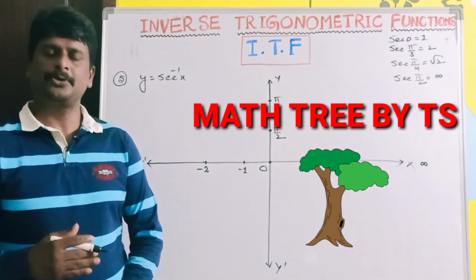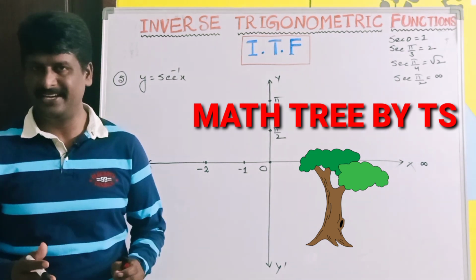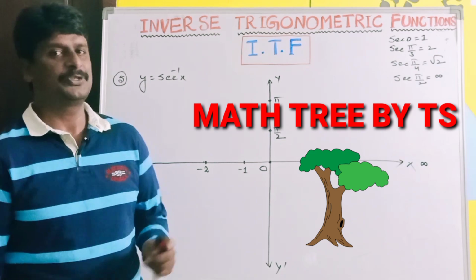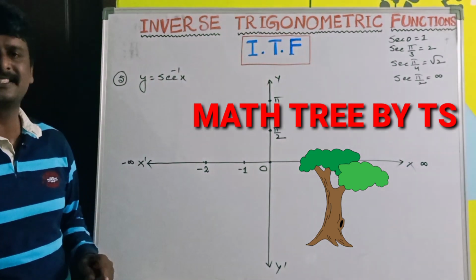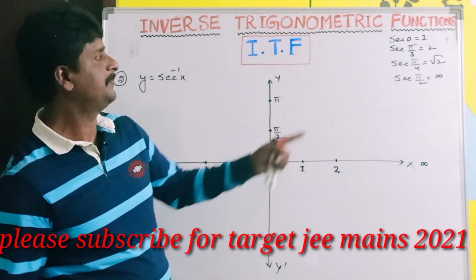Let us draw the graph of y equals secant inverse x. This is our fifth inverse trigonometric function graph. So y equals secant inverse x. Let's see a few values related to the secant function.